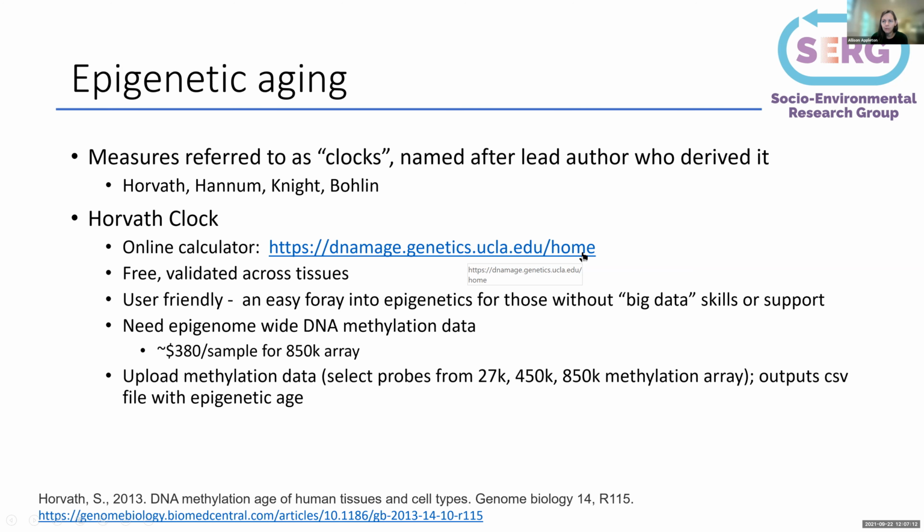Some of these other clocks have put their code online as well, like the Knight clock specifically uses cord blood to estimate gestational epigenetic age. And they've put all their documentation and code online as well. So we should take advantage of that.